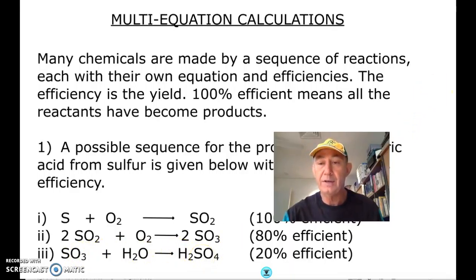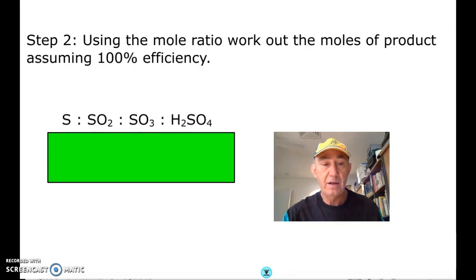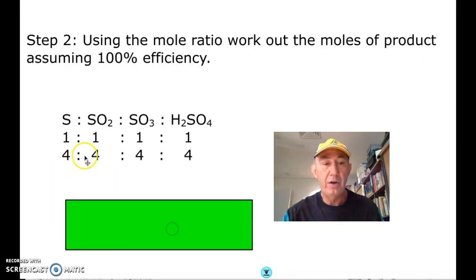I carry that 1 mole down into my third equation, so 1 mole of sulfur trioxide will make 1 mole of sulfuric acid, which gives us the mole ratio between each of the 4 chemicals: our starting reactant, our second reactant, our third reactant, and our product. And the mole ratio was 1 to 1 to 1, but in this question we started with 4 moles, so 4 moles of sulfur will make 4 moles of sulfuric acid.